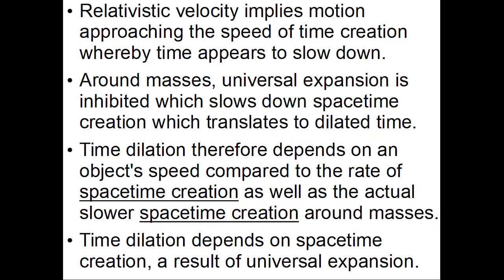So, relativistic velocity implies motion approaching the speed of time creation, whereby time appears to slow down. Around masses, universal expansion is inhibited, which slows down spacetime creation, which translates to dilated time. From this perspective, time dilation depends on an object's speed compared to the rate of spacetime creation, as well as the actual slower spacetime creation around masses. Time dilation, therefore, depends on spacetime creation, which is a result of universal expansion.